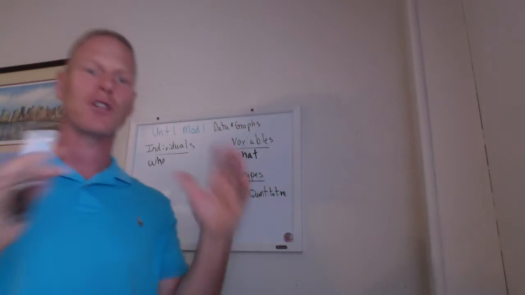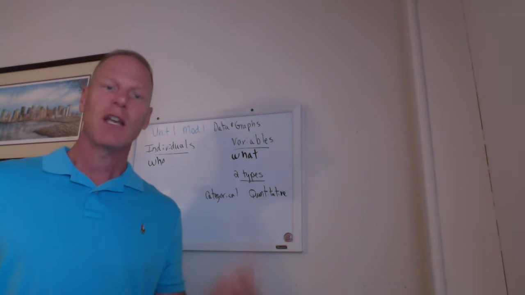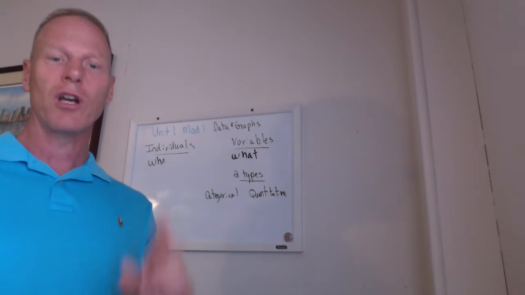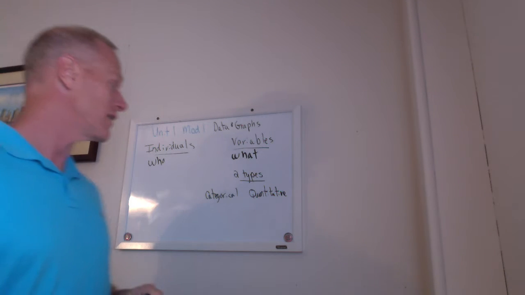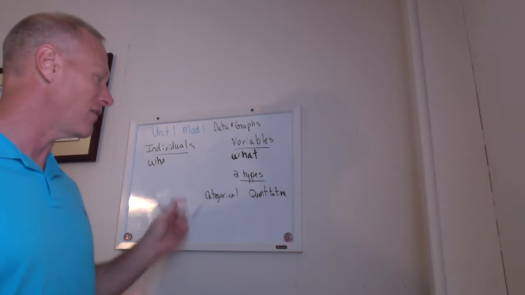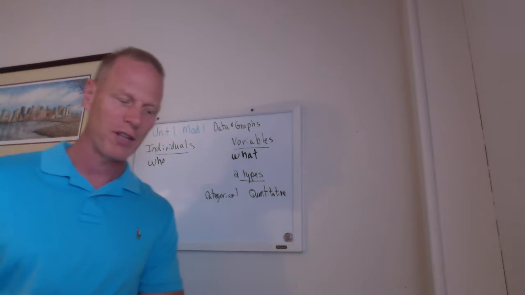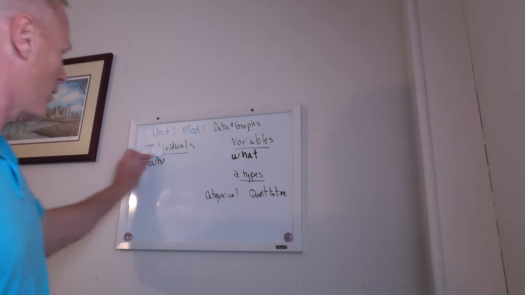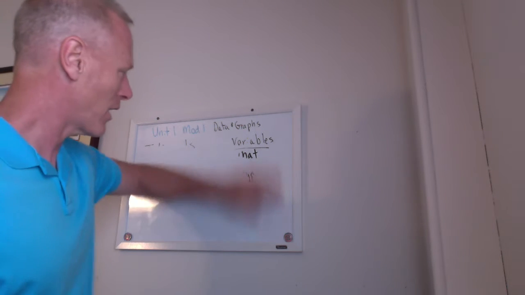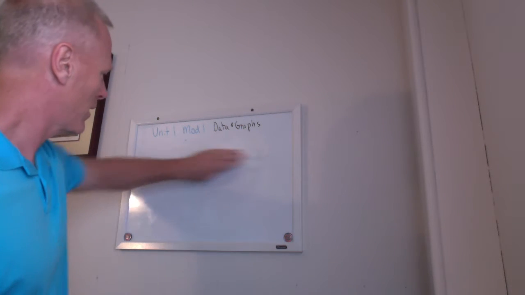We'll be creating different charts and graphs. In this section in particular, there's two different types of graphs we're looking at for qualitative data, which is another word for categorical data. We'll be looking at circle graphs and bar graphs. I'll give you a quick idea of what they look like.